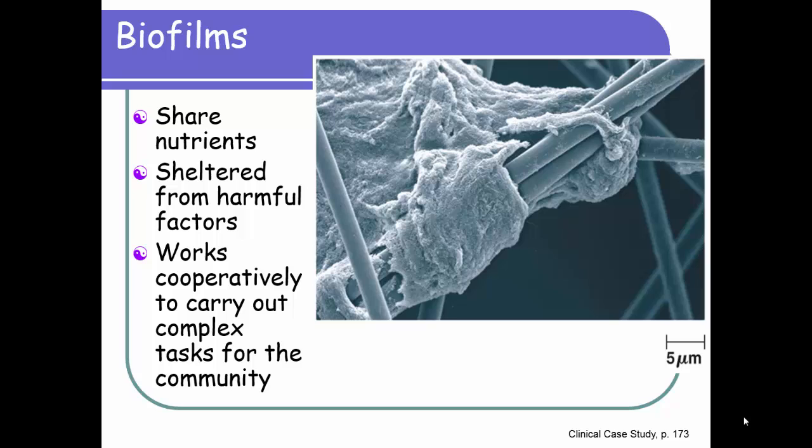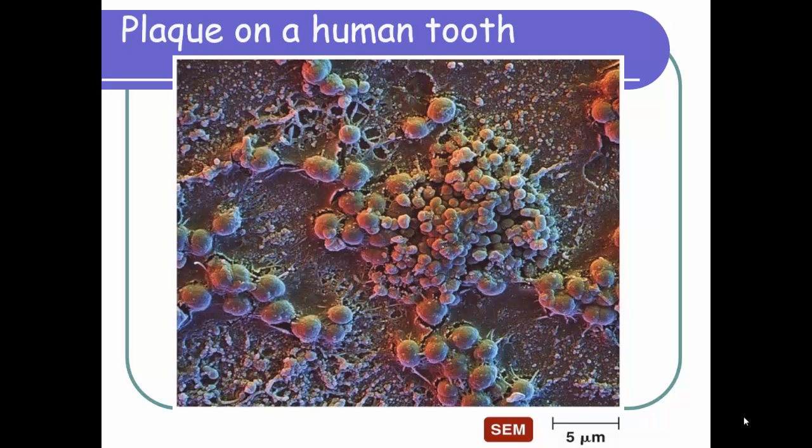One microorganism may produce something that another microorganism can use or need in its metabolism, and then the other microorganism may produce something that the other guy can actually use. This is actually a scanning electron micrograph of some plaque on the human tooth. This is why you should brush.